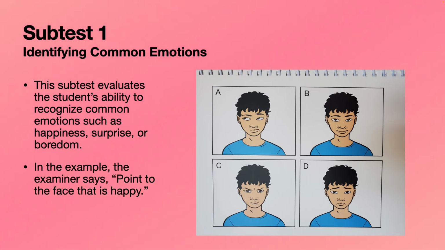Subtest 1 asks students to identify common emotions, such as happiness, surprise, or boredom. In this example, the examiner says, point to the face that is happy.